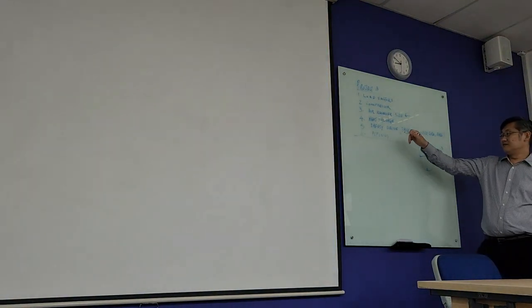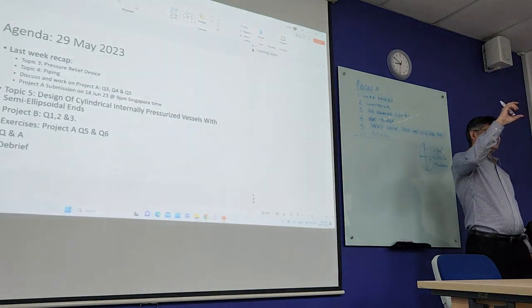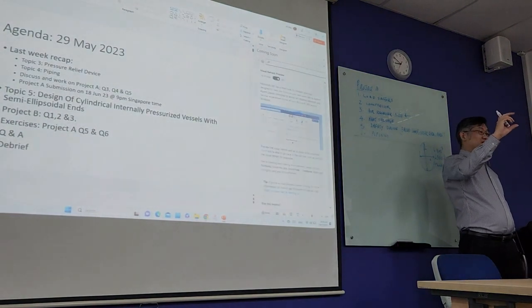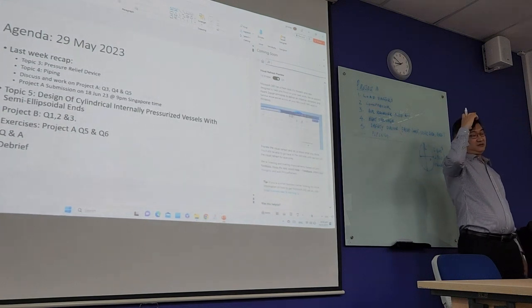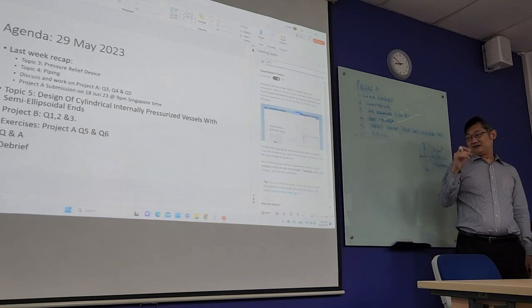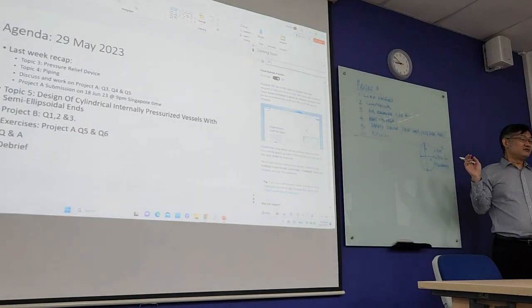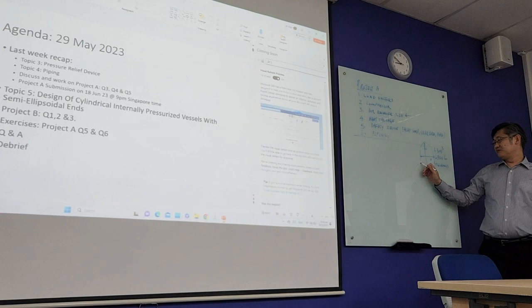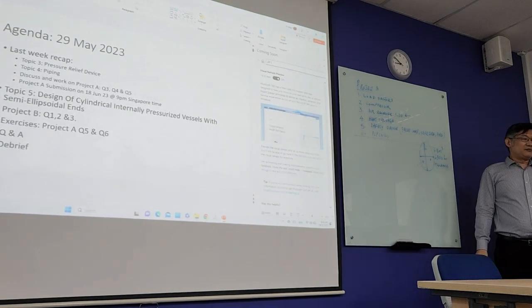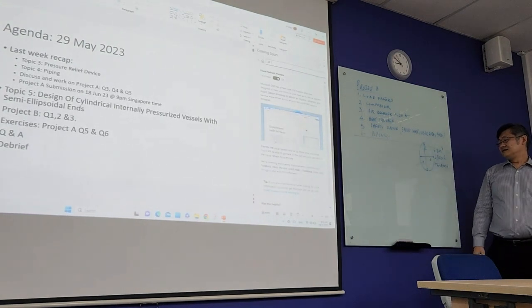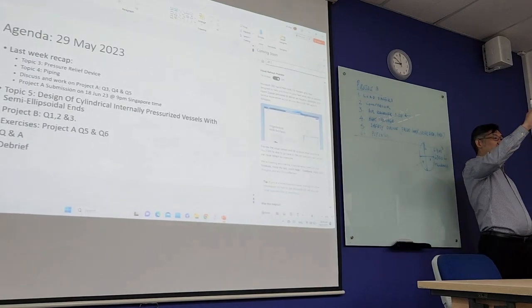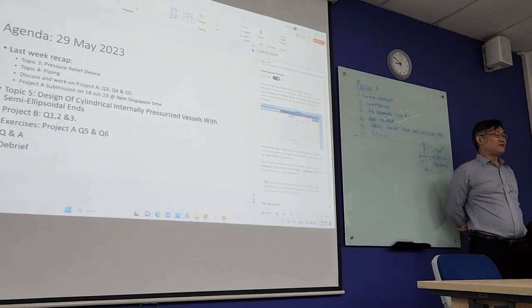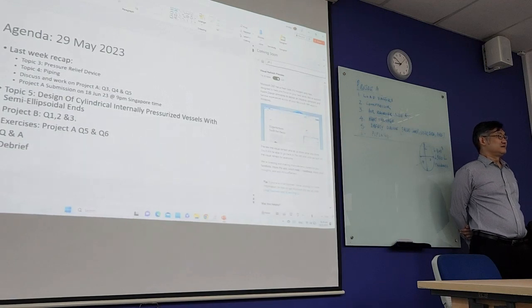When we talked about the safety device, we set the design pressure. Design pressure is the maximum working pressure of our compressor. In case your compressor fails to stop, it will keep pumping pressure into your air receiver. So in design pressure, what's the value?